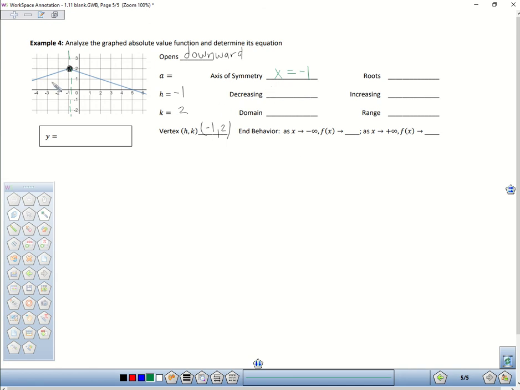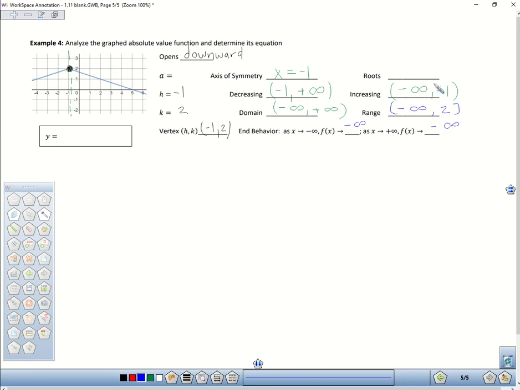My graph is decreasing from negative 1 to positive infinity, and my graph is increasing from negative infinity to negative 1. My roots, we're going to get there. We'll wait on that one. My domain is always all real numbers, and my range, in this case, is going to be negative infinity up to 2 hard bracket. My end behavior, both sides are going down. Good.